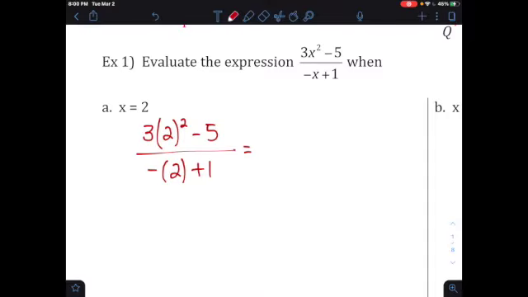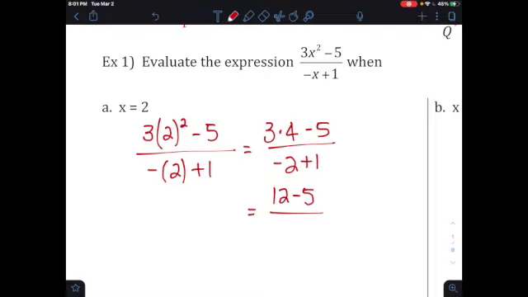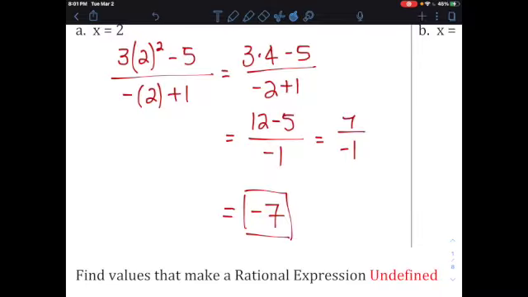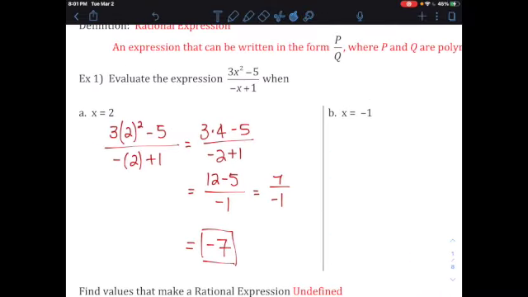Now work it out. That's going to be 3 times 4 minus 5. Order of operations, don't forget, it's negative 2 plus 1. And that's going to be 12 minus 5 over negative 1, which is 7 over negative 1. And the answer is negative 7. That is your evaluation of the rational expression when x equals 2.